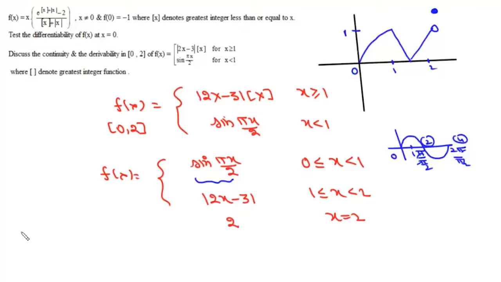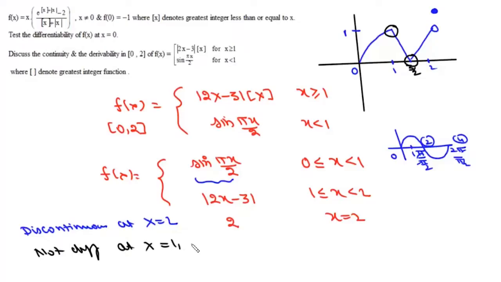Now this function is discontinuous at x equal to 2. So in this interval from 0 to 2, there is only one point, x equals 2, where this function is not continuous, and this function is not differentiable at 1, 3/2 and 2. So it is not differentiable at x equals 1, 3/2 and 2, and that is the answer to this question.